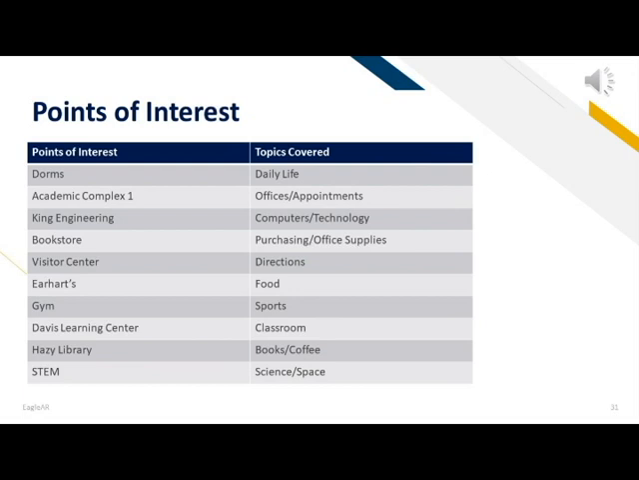At Earhart's, it'll be food and dining. At the gym, the topic will be sports and fitness. At the DLC, it'll be classroom and academic vocabulary. And at the library, it'll surround books and coffee, since the coffee shop is there. And lastly, at STEM, the vocabulary will be about science.